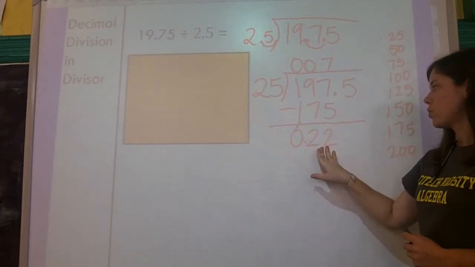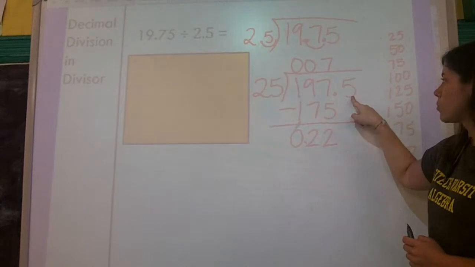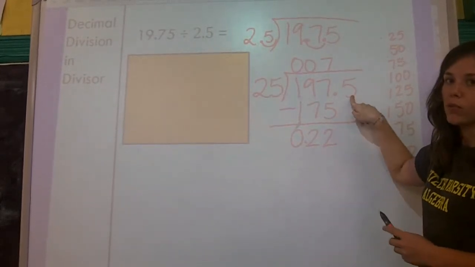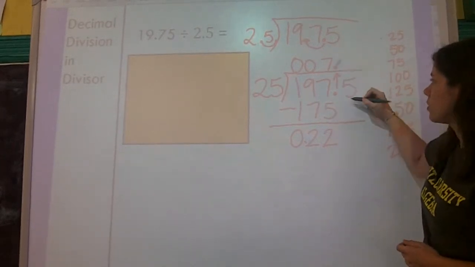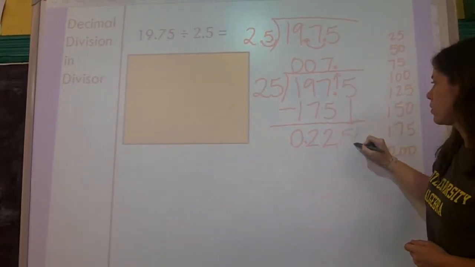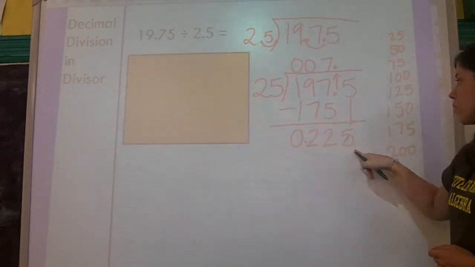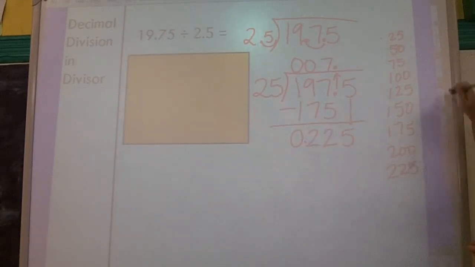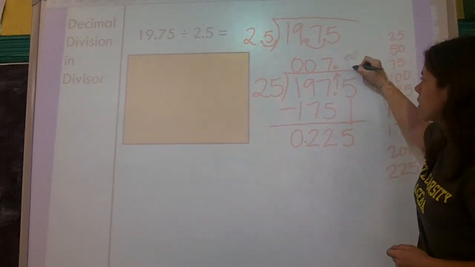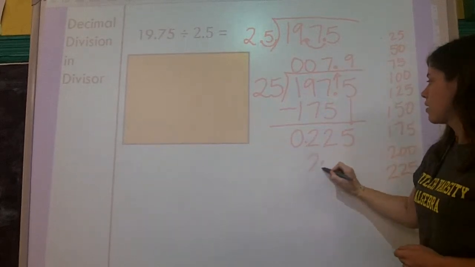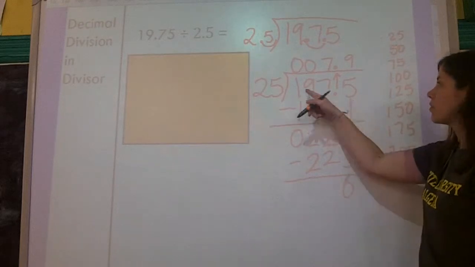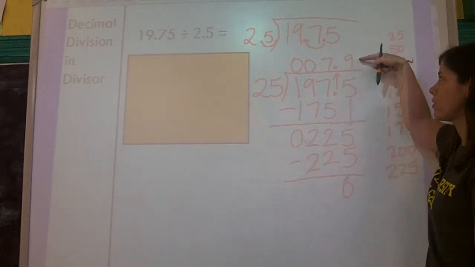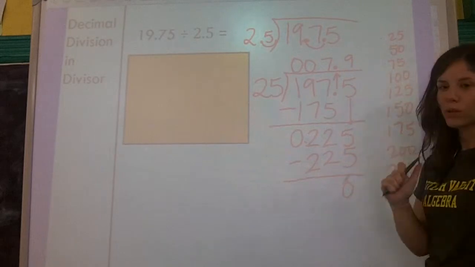Can 25 go into 22? No. So I need to bring down the next number from my dividend, but before I can do that, I have to bring my decimal straight up. And the 5 can come down. 25 goes into 225 1, 2, 3, 4, 5, 6, 7, 8, 9 times, because 25 times 9 is 225. I have 0 in the problem. I have no numbers left in my dividend without a number up above in the quotient, so I can move on to the next one.